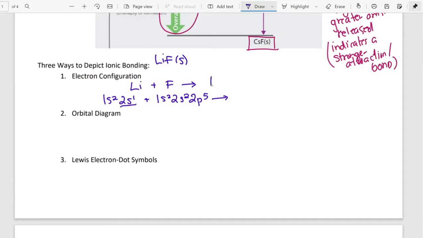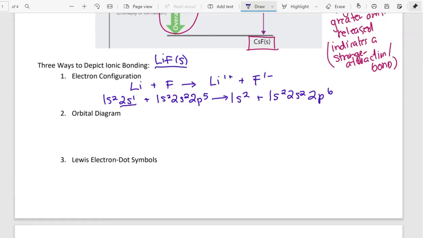So when we end up with our lithium ion, we're going to get a +1 charge, and its new configuration is simply 1s2. And then our fluorine atom is going to become a fluoride ion with a -1 charge, and its new configuration is going to be 1s2, 2s2, 2p6. So that's one way to show this transfer of electrons that would then form our lithium fluoride compound.